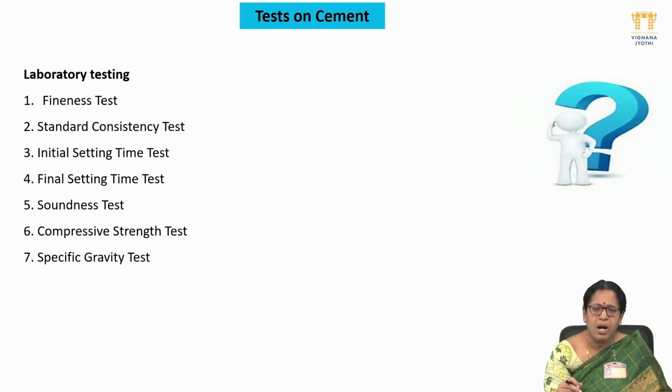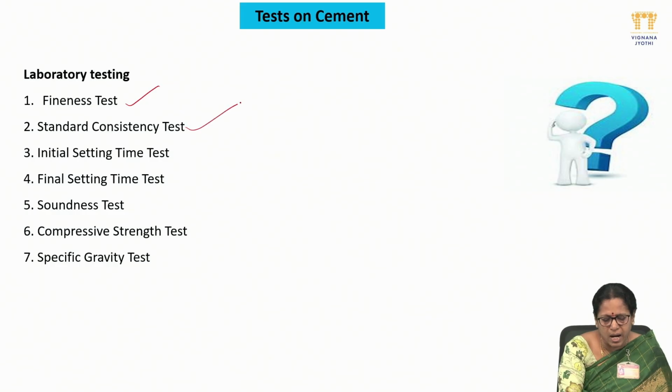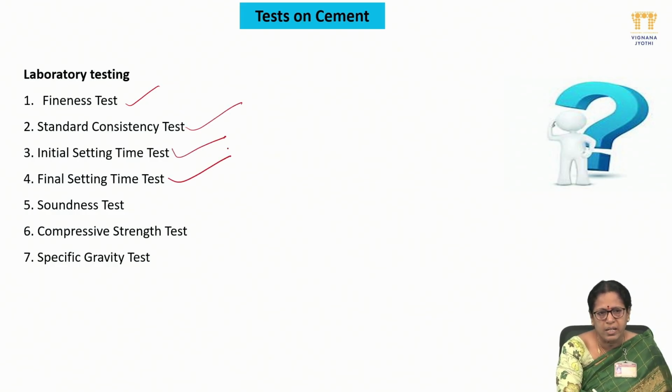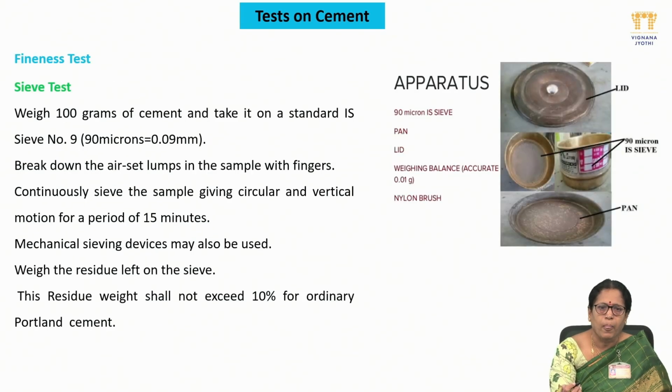And beyond the field tests, we have certain laboratory tests also. Coming to laboratory tests, we have the fineness test, standard consistency test, initial setting time test, final setting time test, soundness test, compressive strength of cement test, and specific gravity test. All these tests are very important. We have to perform them in the laboratory before using the cement in a concrete mix.